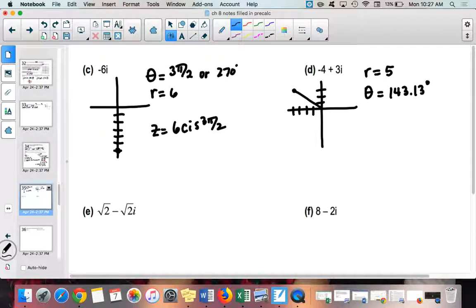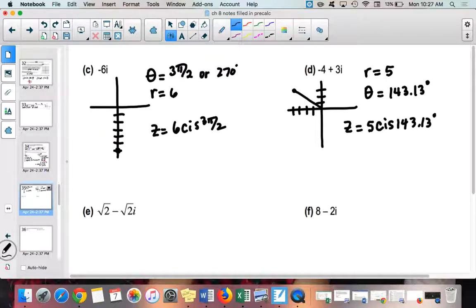Did you guys get that for theta? In this case, if it is degrees, if it's one that you have to use your calculator on, I typically do degrees. So don't feel like you have to do radians in this. It's fine if you do degrees. So then this answer should be z equals 5 cis 143.13 degrees. Okay, did you guys get that one as well?